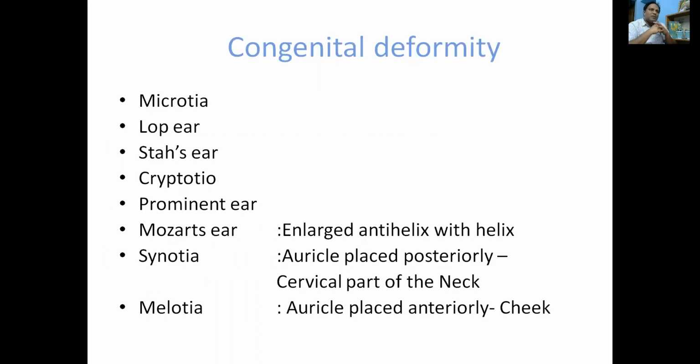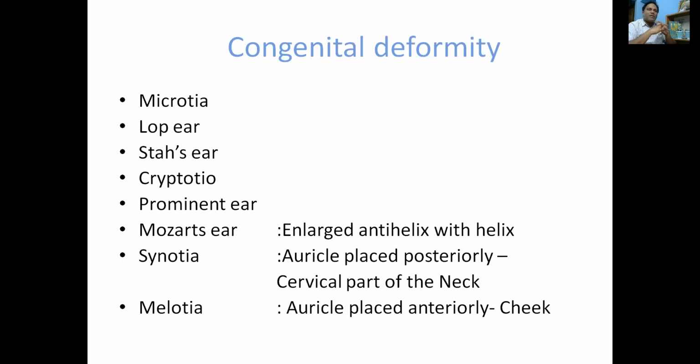We'll start with congenital deformity. It could be a microtia. What is microtia? Microtia is a small pinna. Others include lop ear, stahl's ear, cryptotia, prominent ears, and Mozart's ears. What is Mozart's ear? It is an enlarged antihelix with helix both.